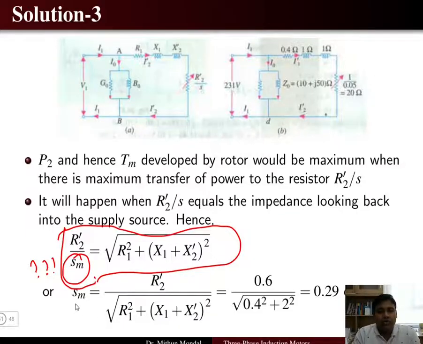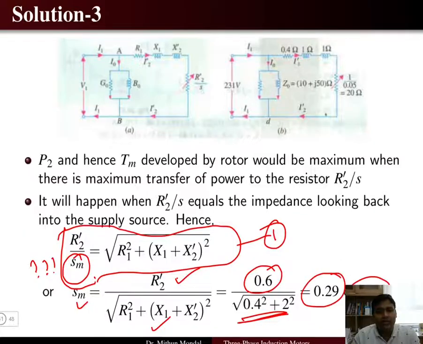We can obtain the slip from this equation, as R2 dash divided by the total impedance. R2 dash is 0.6 and the total impedance we have put. This gives you 0.29, which is 29% slip.